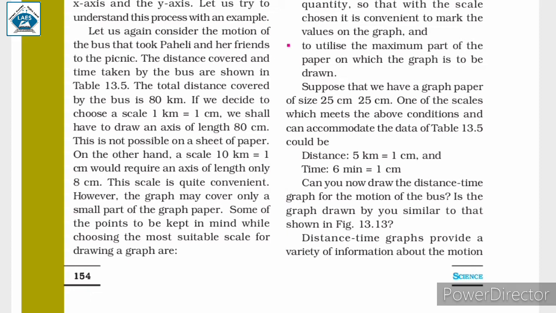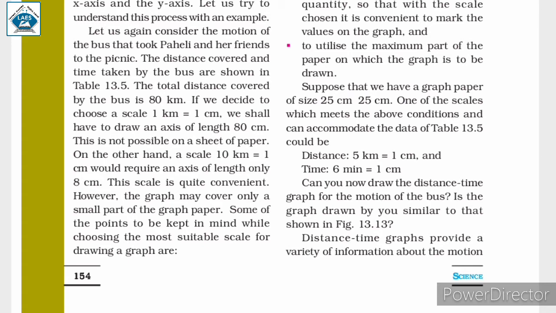For the data given in table 13.5, we are given a different scale. So in this case, for the axis where we mark distance, we need to take 1 centimeter as 5 kilometer. That is 5 kilometer is equal to 1 centimeter. And for time, 6 minute is equal to 1 centimeter. Now this is the new scale. So keeping this in mind, for a graph paper of size 25 centimeter into 25 centimeter, we are asked, can we now draw the distance time graph for the motion of the bus?